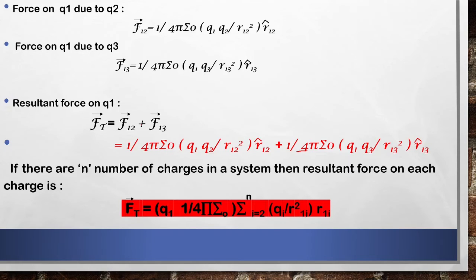Now we have considered an example of 3 charges. What happens if there are n number of charges in a system? Then the resultant force on each charge can be found by this equation. Here we are going to find the resultant force experienced by Q1. So Ft is equal to Q1 into 1 by 4 pi epsilon 0 into summation of i equal to 2 to n Qi by R1i square R1i cap. So this is the equation to find the resultant force if there are n number of charges in a system.